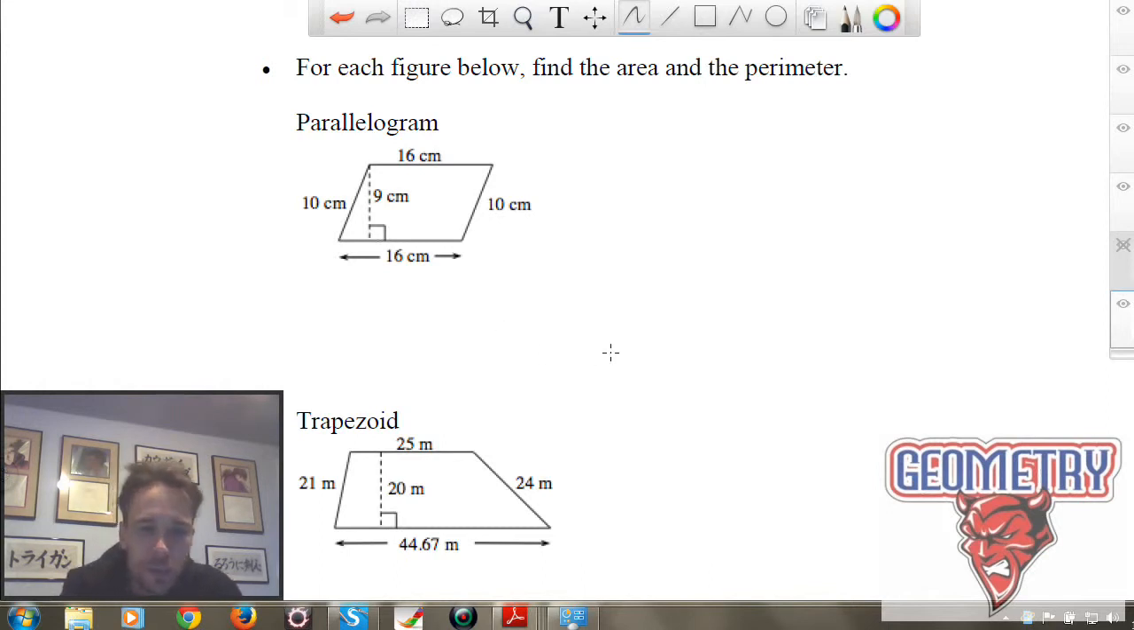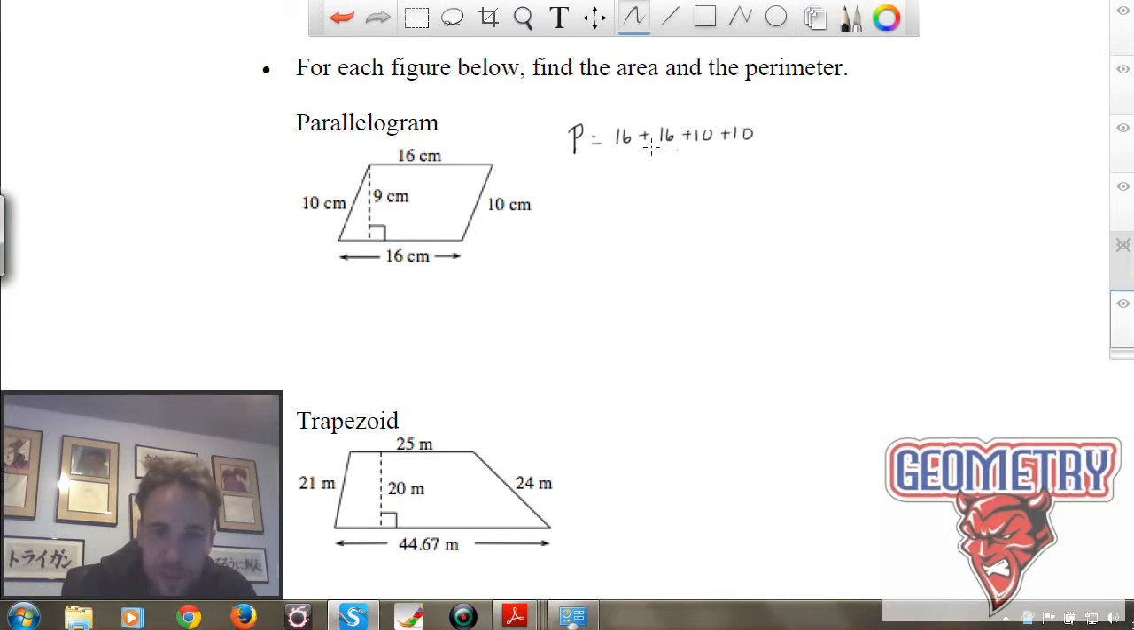With each figure below, find the area and perimeter. Okay, so for a parallelogram, we have all four sides. That makes the perimeter pretty straightforward to solve, right? It's going to be 16 plus 16 plus 10 plus 10. So that's 32 plus 20, which is 52 centimeters for the perimeter.